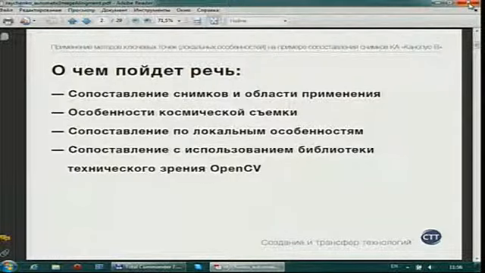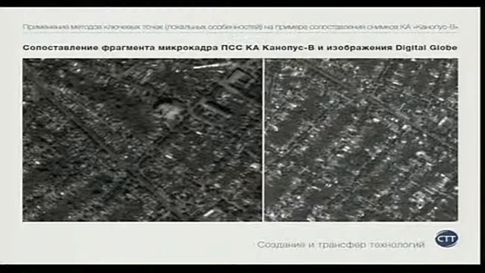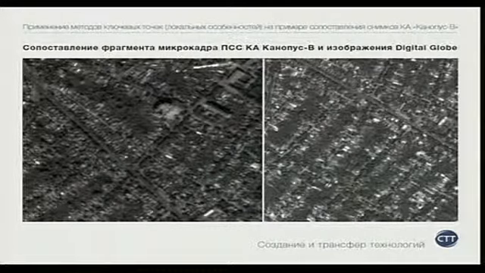I will tell you what image matching is all about, where it is used, and what are the particularities of space imagery, which has certain limitations. What is a local features matching method, which came from the computer vision field. And the second part of my report will be about adaptation of the existing functions of computer vision.